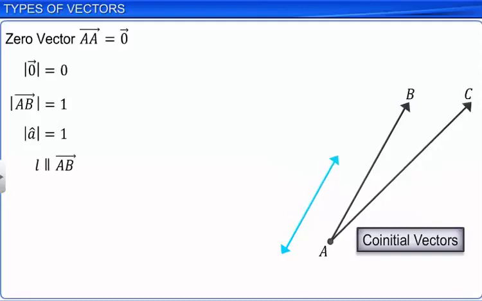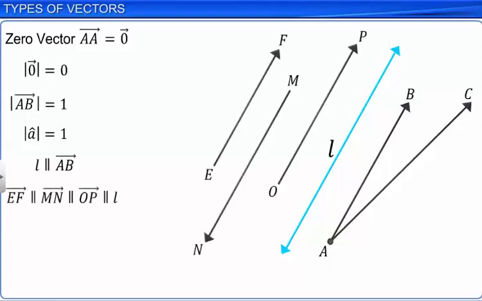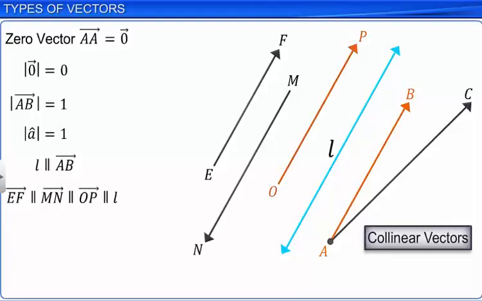Now consider a line L parallel to vector AB. Also consider vectors EF, MN and OP, all parallel to line L, like vector AB. Two or more vectors that are parallel to the same line are called collinear vectors. Here vectors AB, OP, MN and EF are parallel to the same line L. Hence, they are collinear vectors.